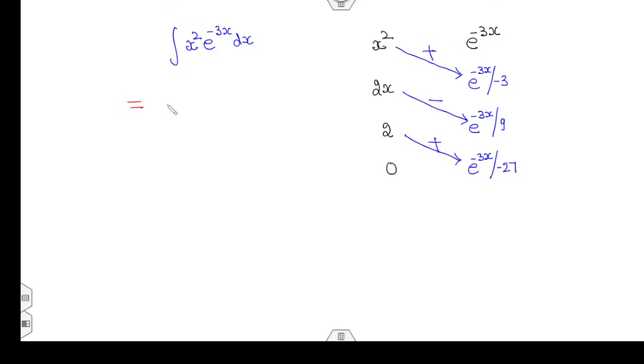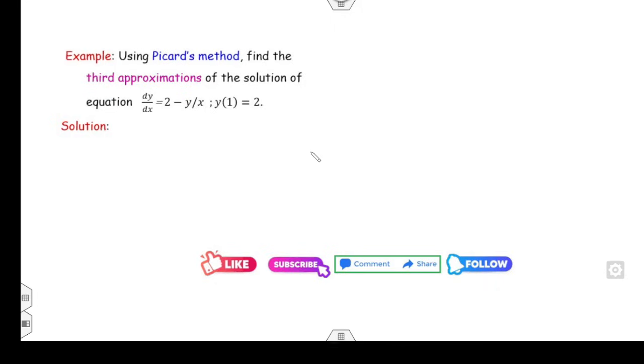Fine. So the answer is minus x cube e raised to power minus 3x over 3, minus 2x over 9 e raised to power minus 3x, and minus 2 over 27 e raised to power minus 3x is the right answer of the problem.